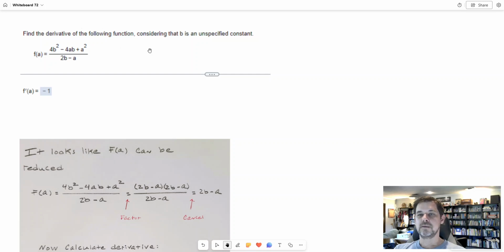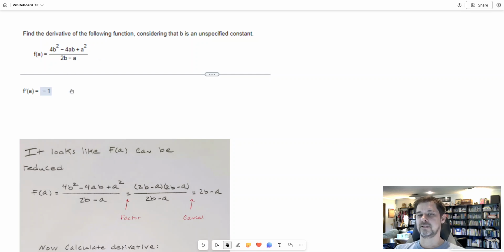Hello everybody. So here's one from our assignment right off MyMathLab that is definitely a good idea to do. Okay, so what I have here is a function f of a, and when I look at that function notation f of a, I know that a is the independent variable in the function. So b, by implication, is some unknown constant. Okay, and as it says there, b is an unspecified constant. So there's my function. A is the variable, b is a constant.